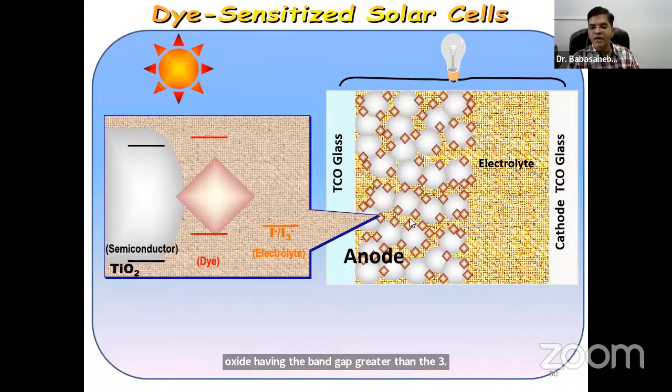So whatever visible part there is can pass through this TCO glass, it can pass through this wide band gap material, and it can fall on one monolayer of the dye. Then you can place the liquid electrolyte and, at the back contact, the cathode TCO glass.